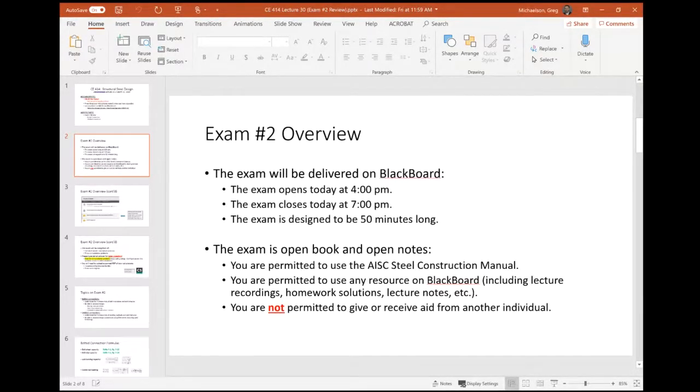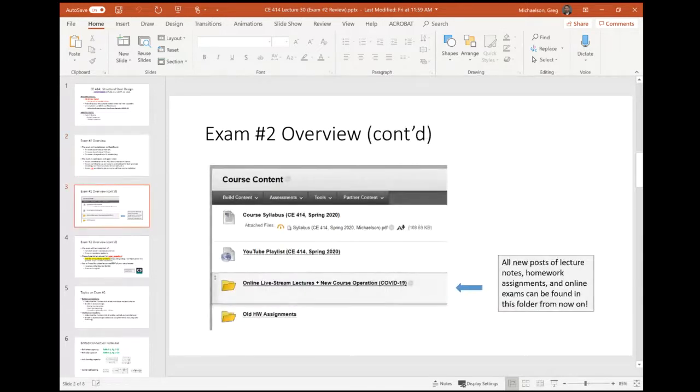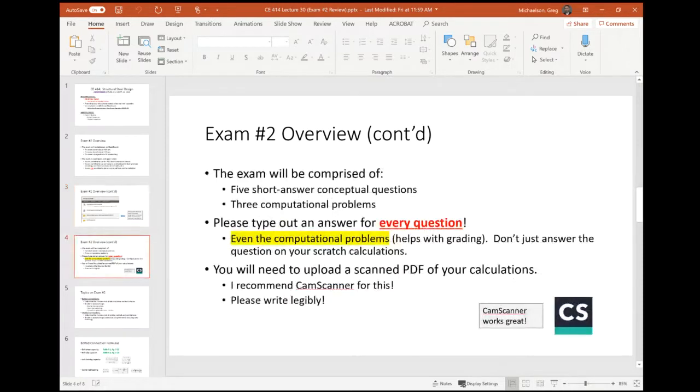I just wanted to give you all flexibility in the middle of all this COVID-19 craziness we're dealing with. It's open book and open notes. You can use any resource on Blackboard, homework solutions, lecture notes, anything, as long as you don't give or receive aid for another individual. Remember, everything will be found in this new folder on Blackboard: the exams, homeworks, lecture notes from here on out.